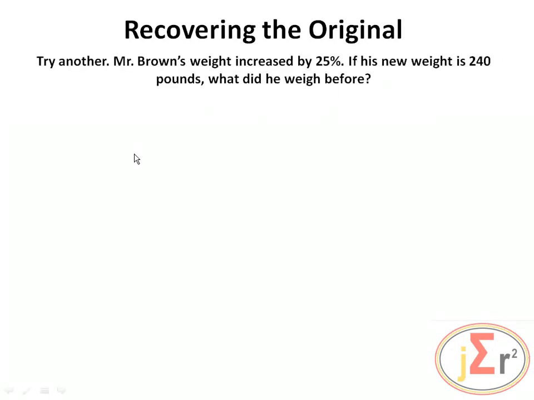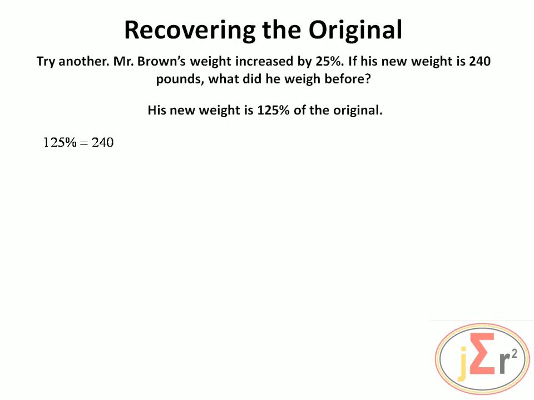So we are going to try another. Mr. Brown's weight increased by 25%. If his new weight is 240 pounds, what did he weigh before? His new weight is 125% of the original, because that's what is reflected in his weight being an increase by 25%. So an increase by 25% causes the original to gain 25%. The original is 100%, so this is 125%.